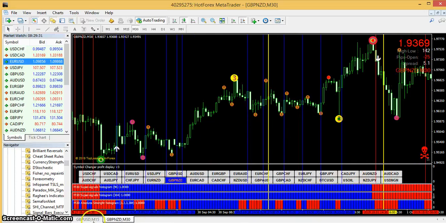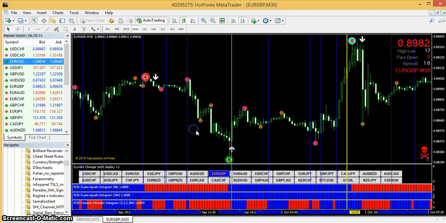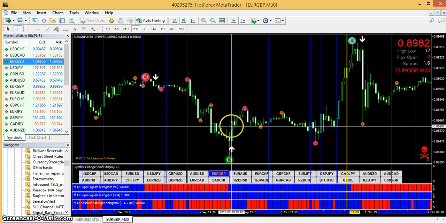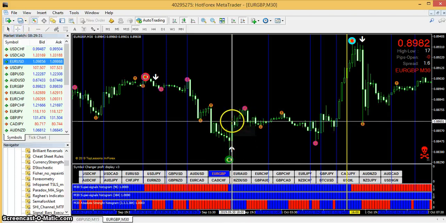Okay, the histograms are all blue. You can see this. They're all blue. So I'll take the trade when the candle closes for a buy. So when this candle closes and the histograms are blue, I'll take the trade.